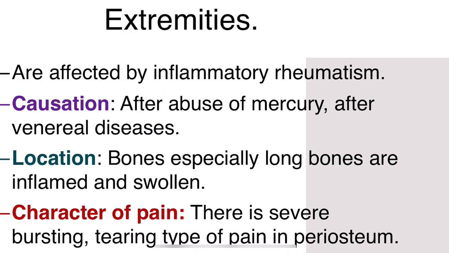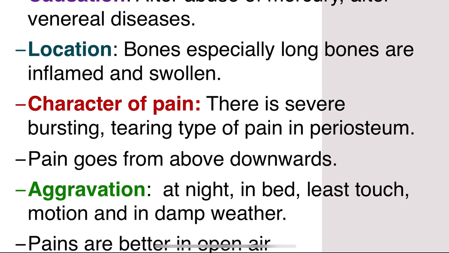So what are the new points you have to remember under extremities? That is the rheumatism. What is the cause for the pain in the bones? The abuse of mercury or the venereal diseases, which result in rheumatism. The long bones are inflamed and swollen.